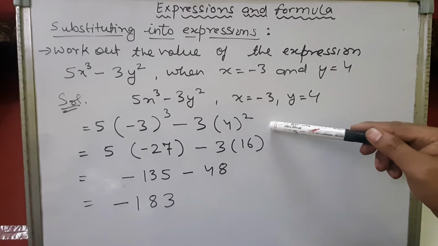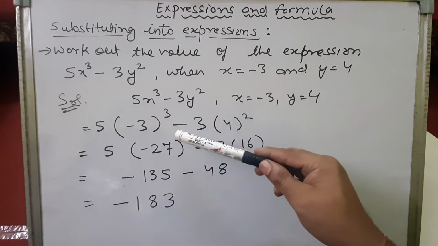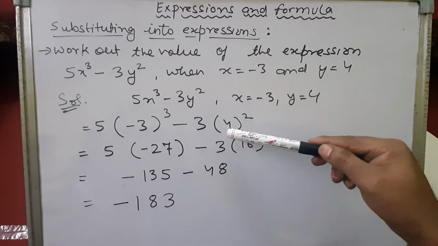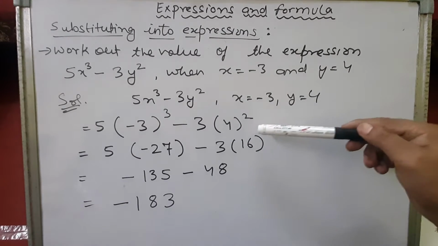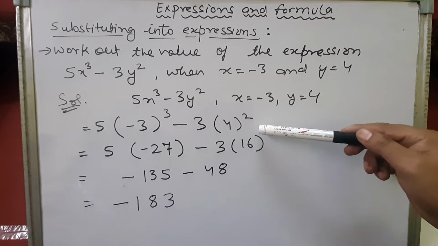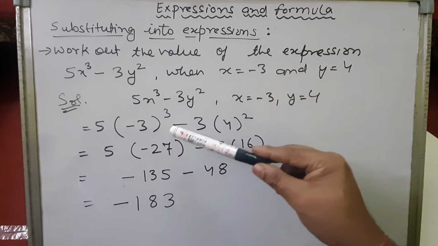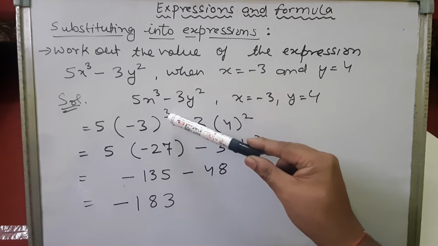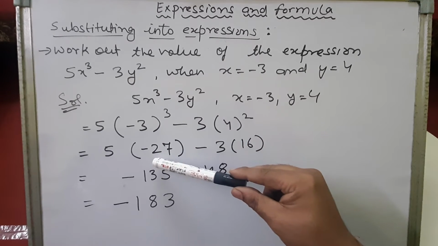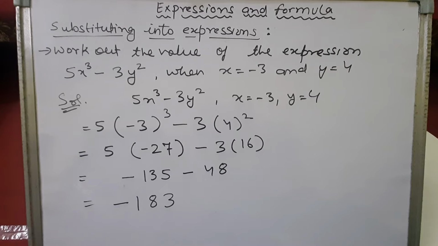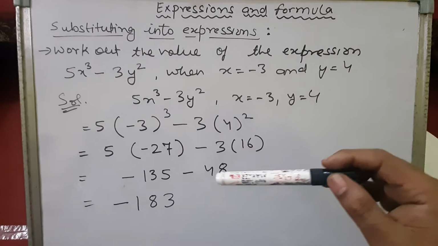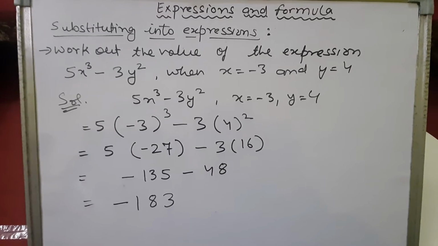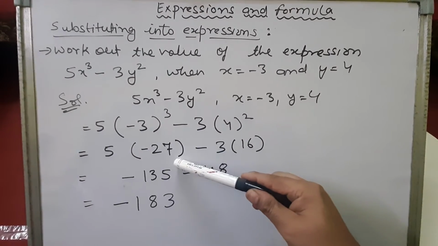So what we'll get: 5 bracket minus 3 to the power 3, minus 3 into y square. When we put y equals 4, we'll get 4 square. So first solve the exponent. When we solve the exponent, minus 3 cube will be minus 27. Minus into minus into minus: minus multiplied an even number of times will become plus, and when multiplied an odd number of times, minus will come in the result. So minus 3 cube will be minus 27.